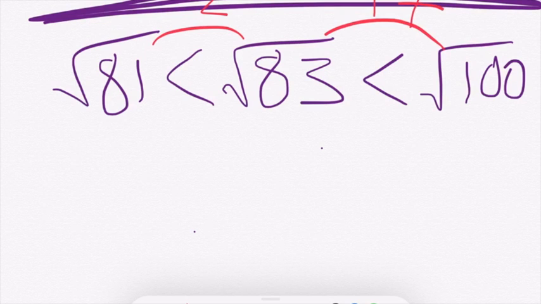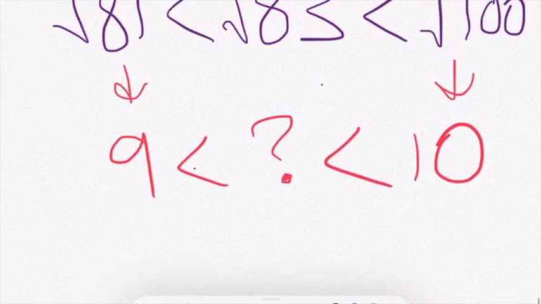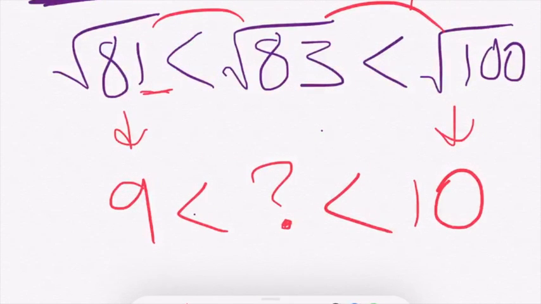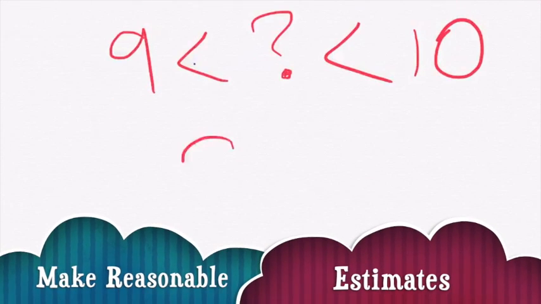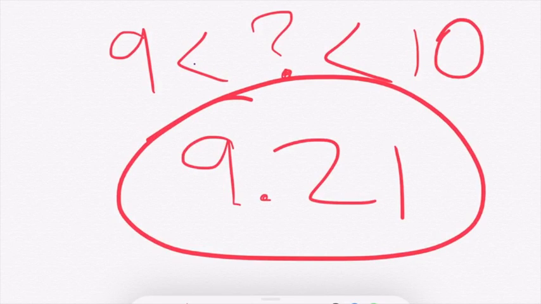So now let's just solve this like we normally would. The square root of 81 is going to be 9. The square root of 100 is going to be 10. And so now we have to find a number that lies in between that. And since we're estimating, it's going to be closer to the 9. So we're going to think probably about 9.21. That seems like a reasonable estimate because the square root of 83 is closer to the square root of 81.